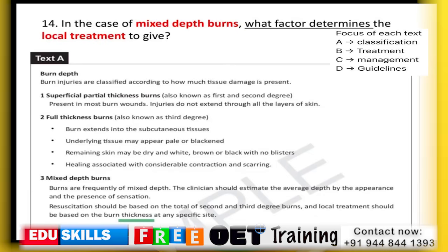Okay, based on what factor? The burn thickness at any specific site. In the question, they are already asking about mixed depth burns. The burn is there, so no need to write the burn's thickness. The answer is thickness. The question asks for what factor, which means what decides the treatment.